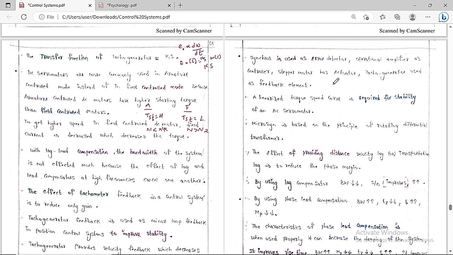So finally I can say the synchro is used as the error detector, whereas the operational amplifier is used as the controller, whereas the stepper motor is used as the actuator, whereas the tacho generator is used as a feedback element.